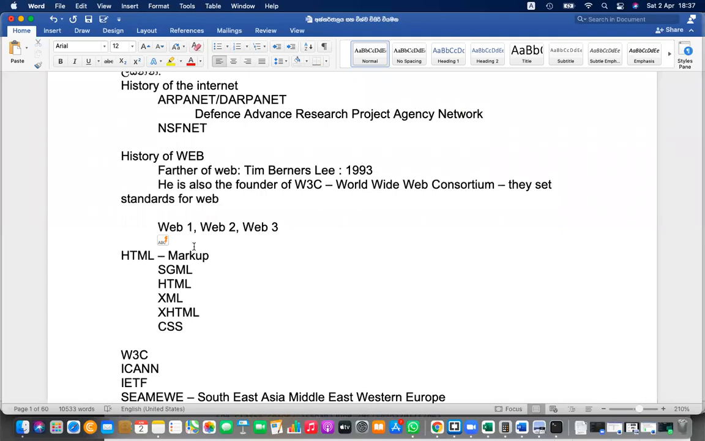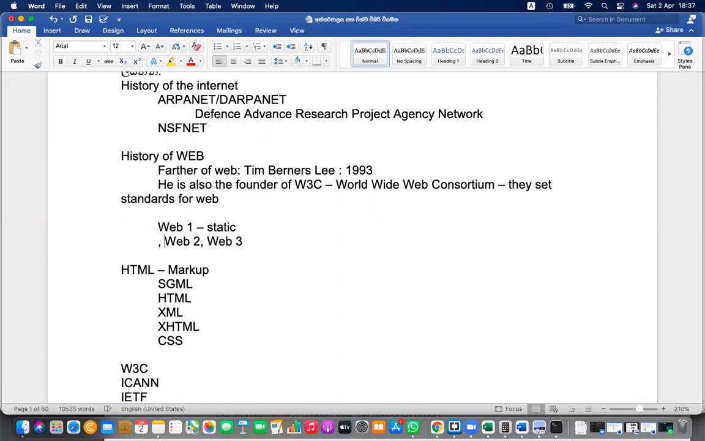Okay, so if you don't know the difference, Web 1 was static. Static means it's like a newspaper, right? Once printed, it is not changing. It's just for reading purposes. So once printed, the content will never change. The printed content will be there. And Web 2 was dynamic.